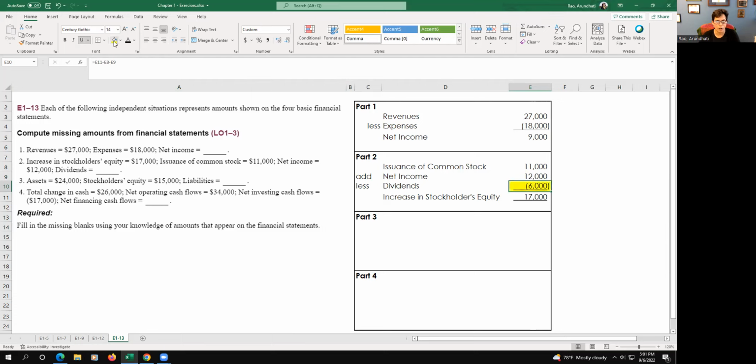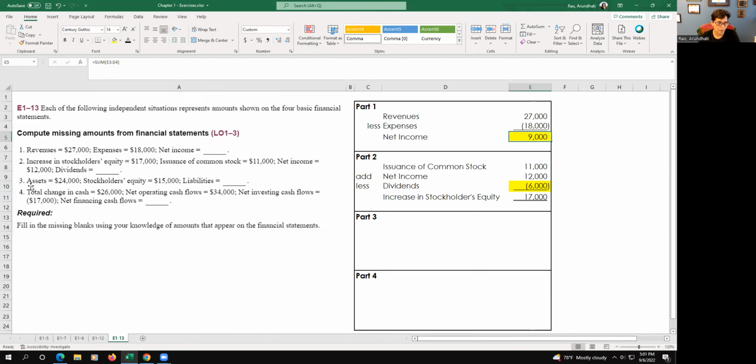So this number is nothing but the plugged number, if you write it down as an arithmetic equation and solve for the one unknown. For the first one, it was 27 minus 18. Here it is 11 plus 12 minus 17. That gives you that 6,000. So this is the statement of stockholders' equity. These are the numbers that we have in the statement of stockholders' equity.